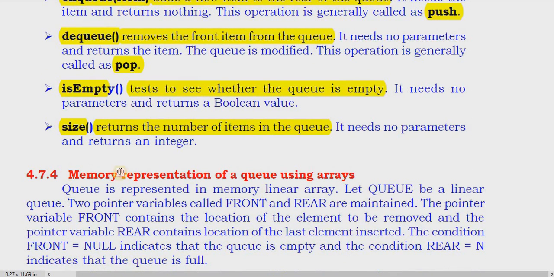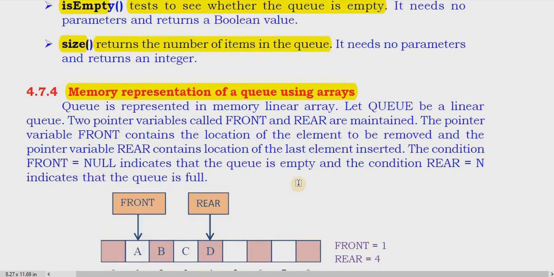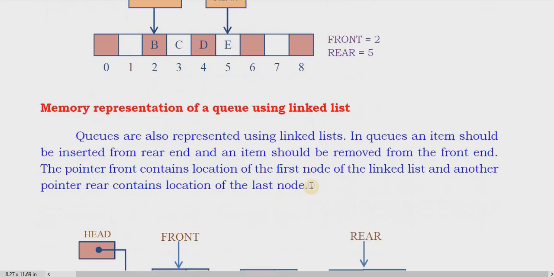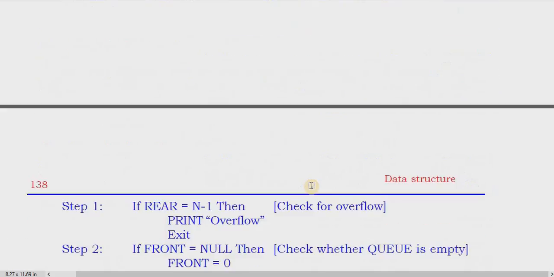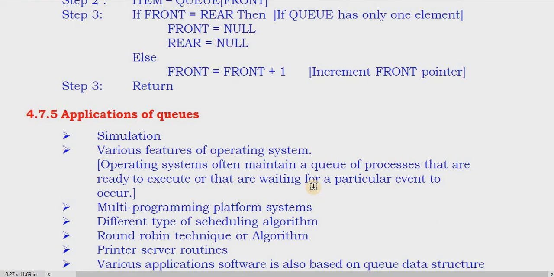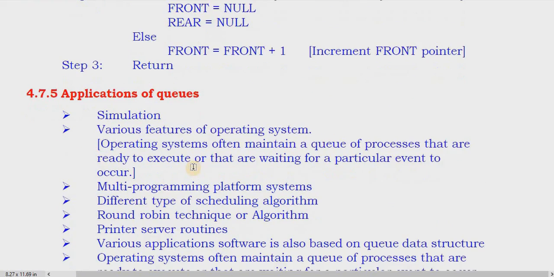So next, memory representation of a queue. That is, how queues are created in memory, or how the queue is stored in the memory. They are stored using arrays. As the array is stored in memory, in the same way queues and stacks are also stored in the memory. These algorithms I will explain to you later.